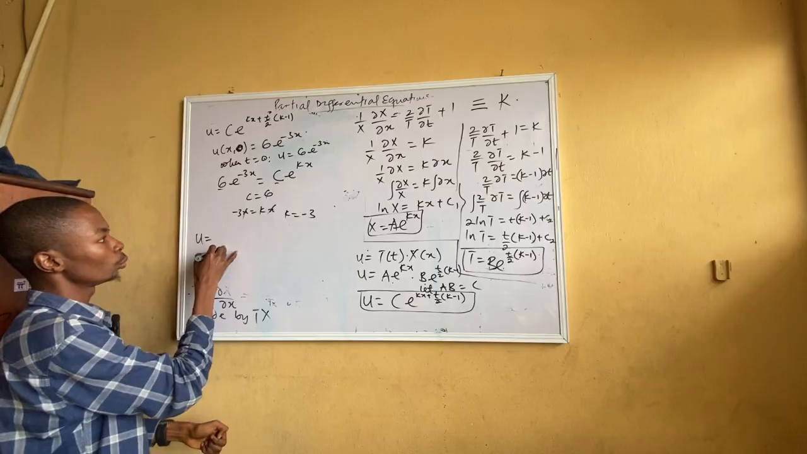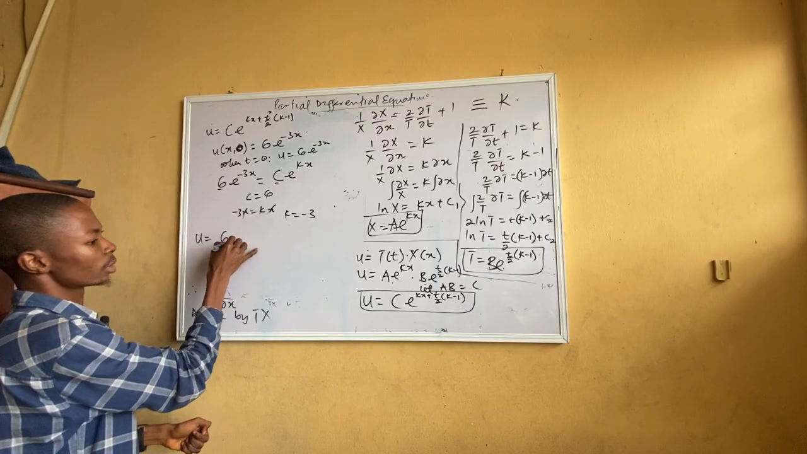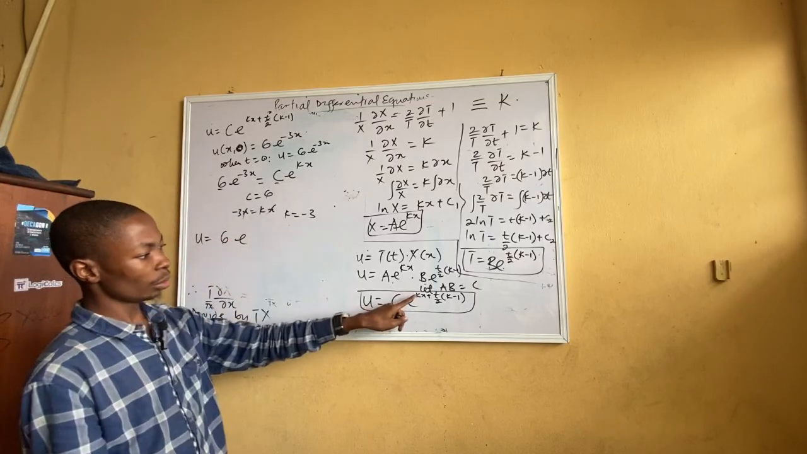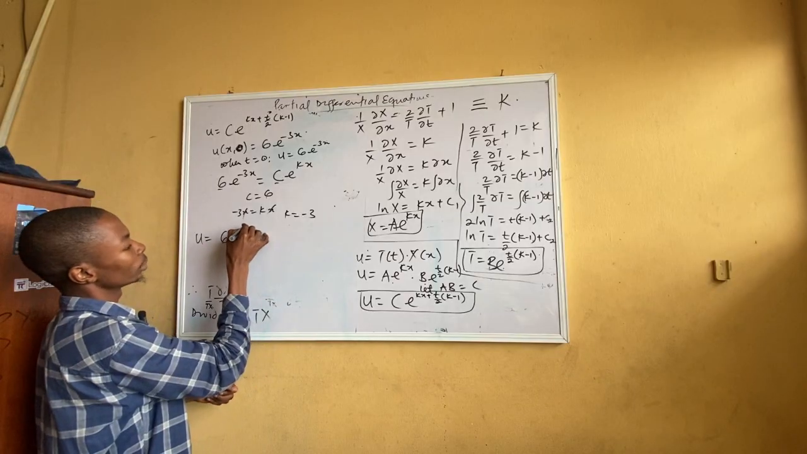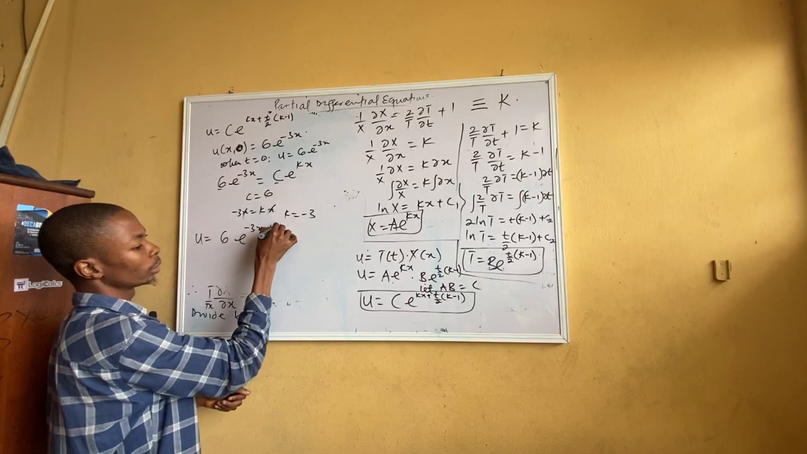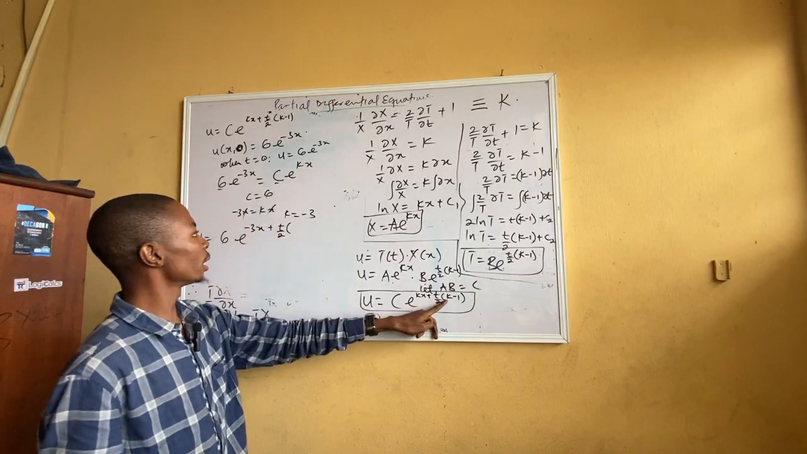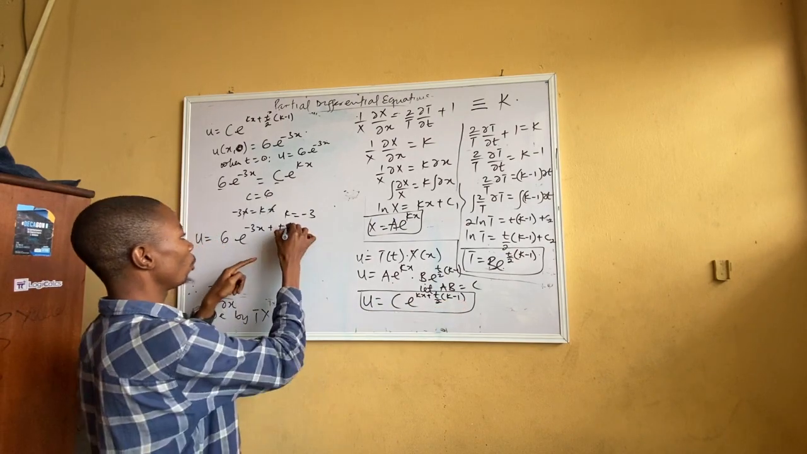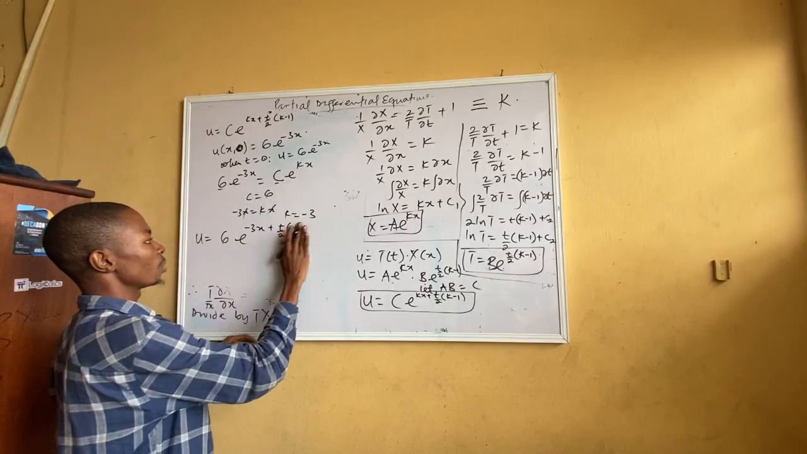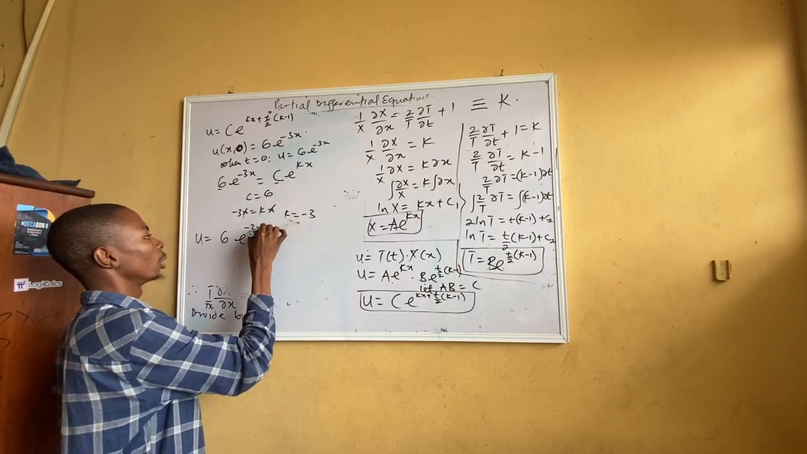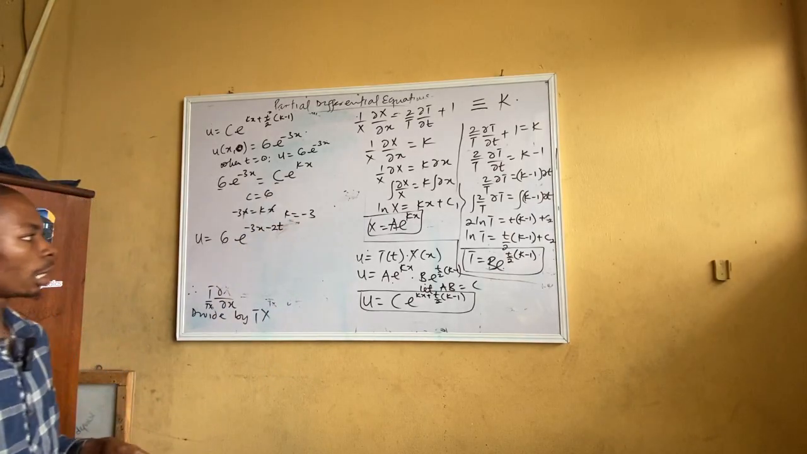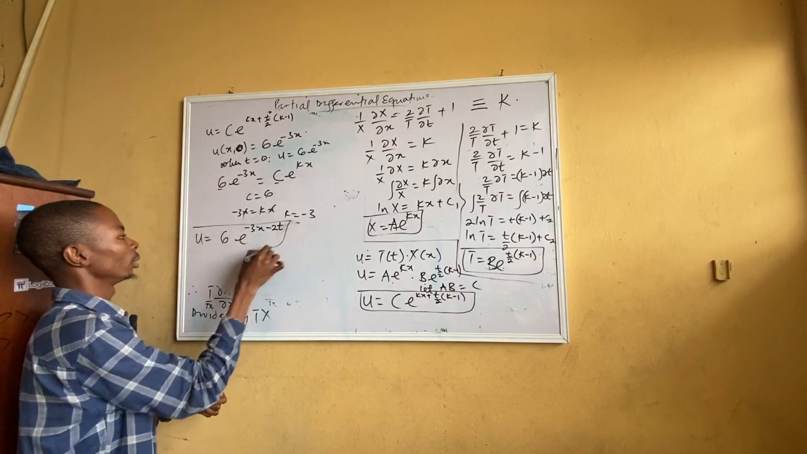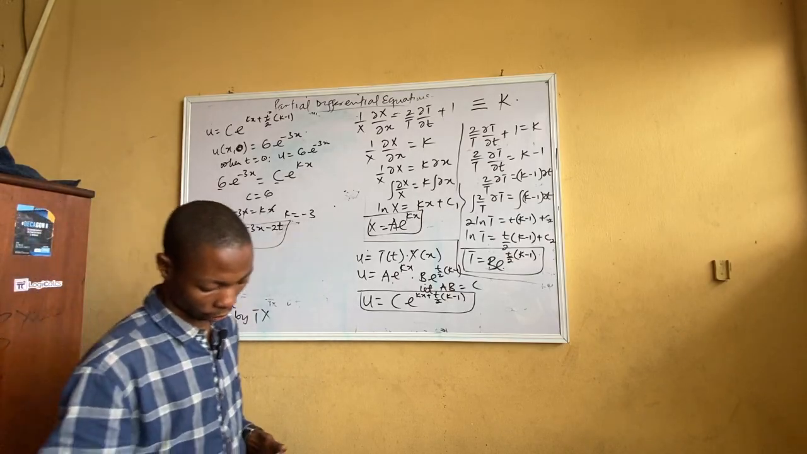Our general solution is u equals c. c is 6, exponential kx. We've gotten our k now. k is minus 3, so minus 3x plus t over 2 into k minus 1, which is minus 3 minus 1, minus 4. When we put minus 4 here, 2 and minus 4, that is minus 2t. You see, that's how it will be. And so this is how the solution will be, right?